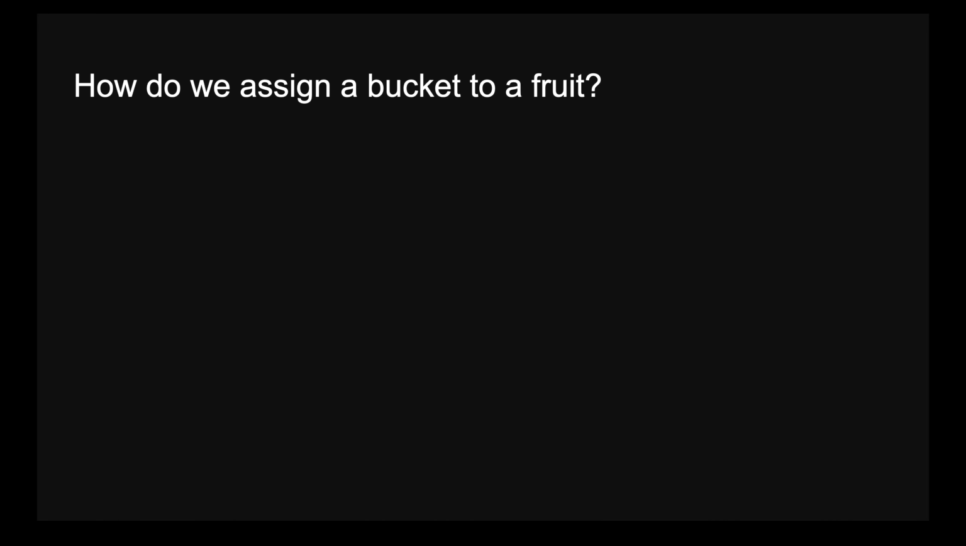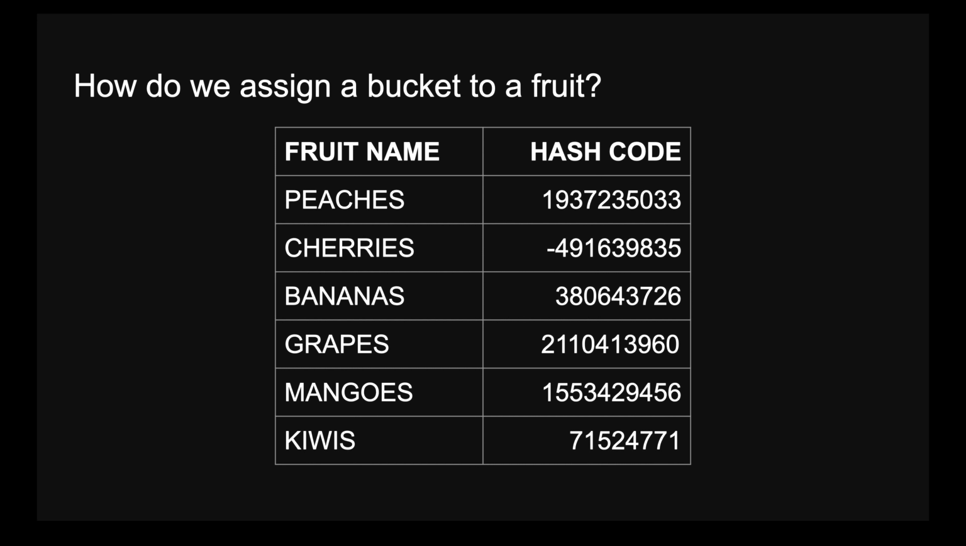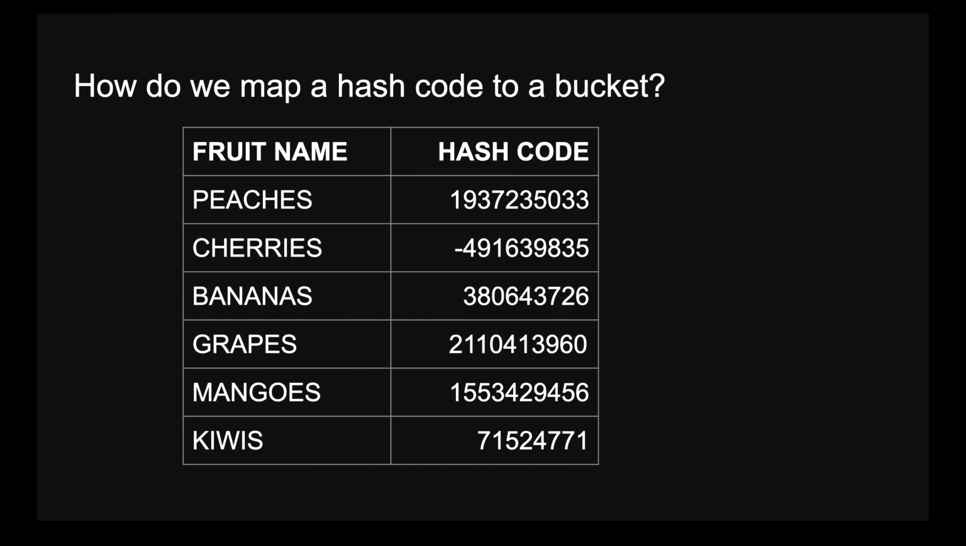Now you might be wondering, what does a hash code look like? Here are some examples. Note that the hash value can also be negative. As you can see in the table, hash codes can be quite large, and we have only 3 buckets in our example. Our next challenge is to map this large number to an appropriate bucket number.